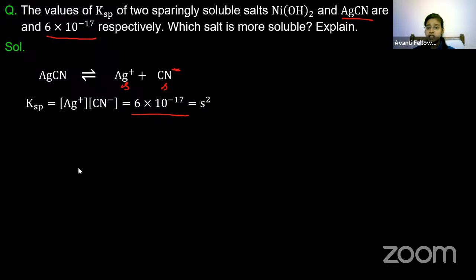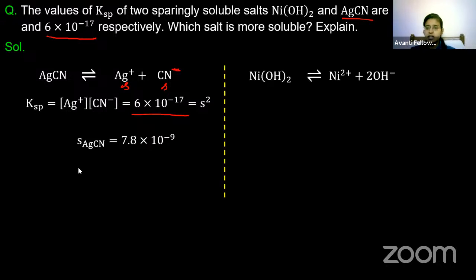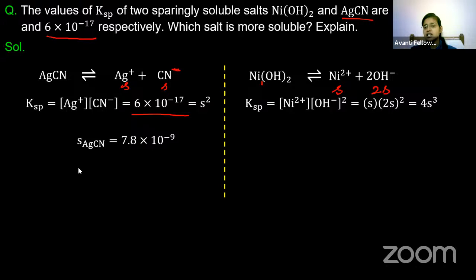And what is the value of S? We have to take the square root. If you take the square root for this number, you will get 7.8 into 10 to the power minus 9. This is for AgCN. Now coming to nickel hydroxide, it will be separated into nickel 2 plus and 2 OH minus, because we have only one nickel and 2 OH. So we have one cation and 2 anions. So the equilibrium concentrations will be S and 2S. Now Ksp will be equal to nickel 2 plus concentration into OH minus concentration, the square.